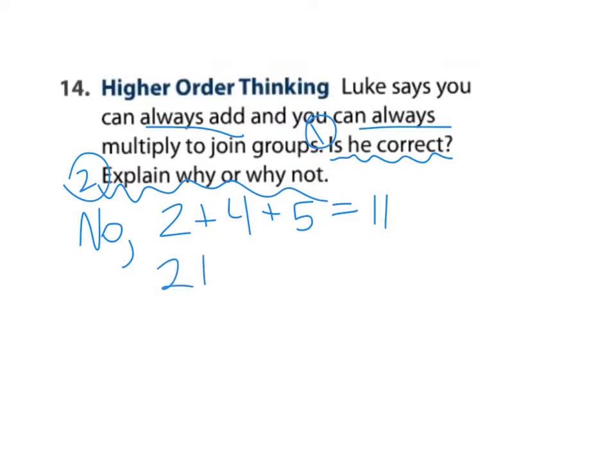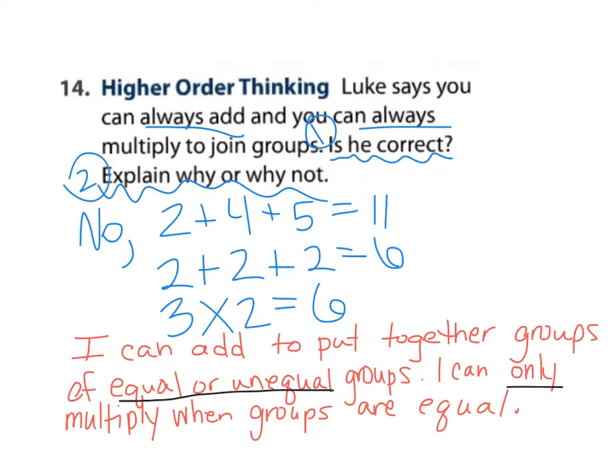If I had 3 groups of 2, I can multiply 3 groups of 2 and get 6. So again, Luke is not correct because I can add to put together groups of equal or unequal groups. So if I had a group of 2 fish and 4 fish and 5 fish, that's 11 fish. But I can't multiply. If I had 1, 2, 3 groups of 2 fish, then I can multiply. So I can only multiply when the groups are equal.